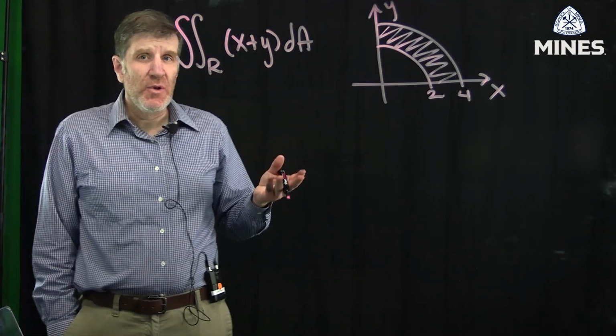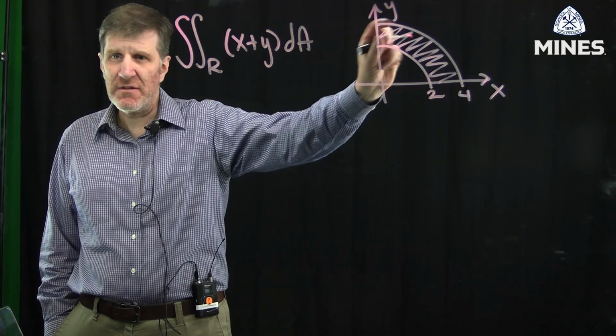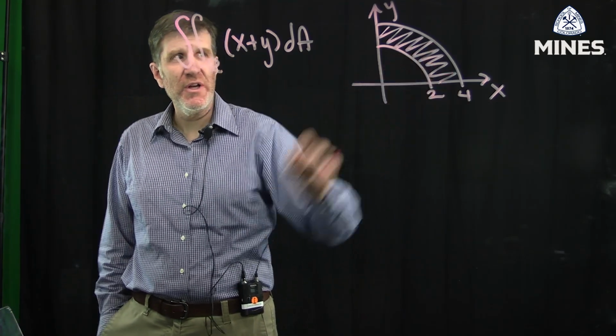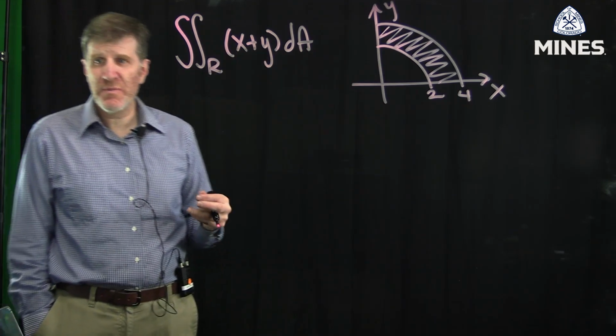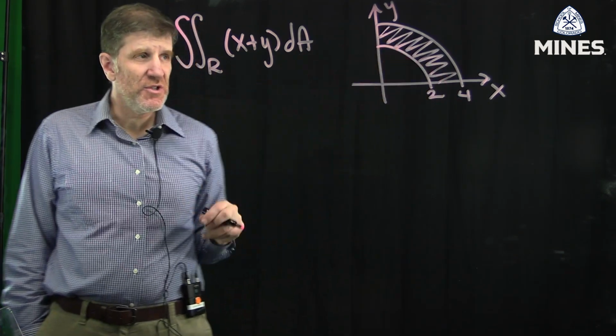We'd like to do this double integral. The region of integration is this part of a donut, right? This band right here from radius 2 out to radius 4, and the integral that we're doing is the integral of x plus y. So we'd like the volume under this surface and above this region right here in the xy plane.